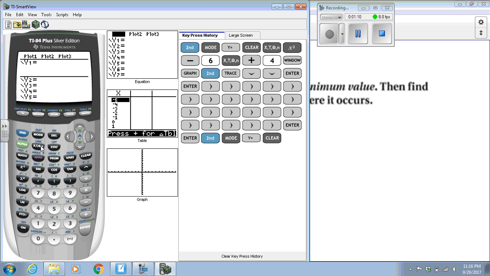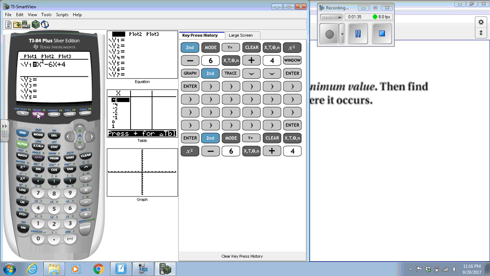So we have x squared, so make sure you have the x button, which is right next to the alpha and underneath the mode. So x, then our squared button. Then we have minus 6x. Make sure you use the minus sign, because if you use the negative, then it's going to make it a whole different function. So minus 6x, and then we have plus 4.